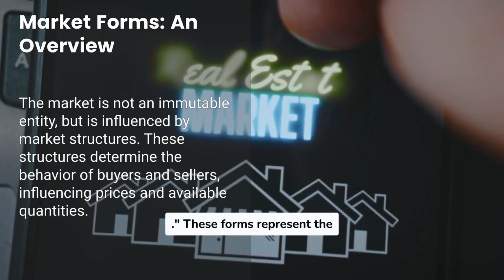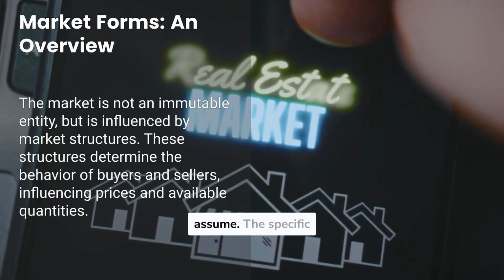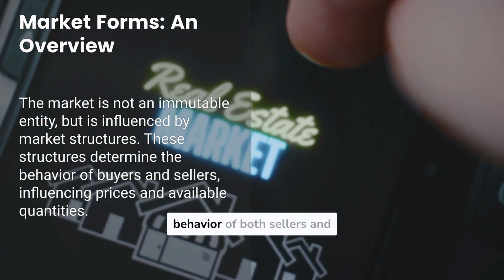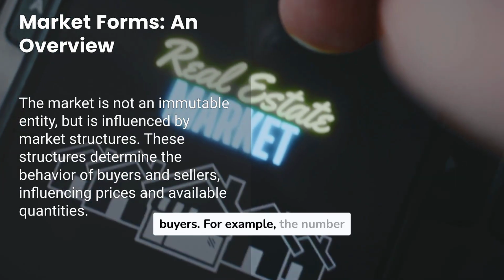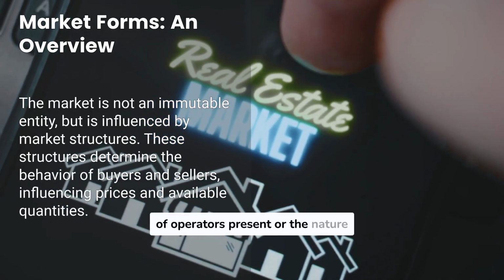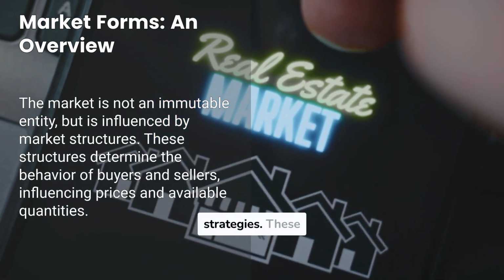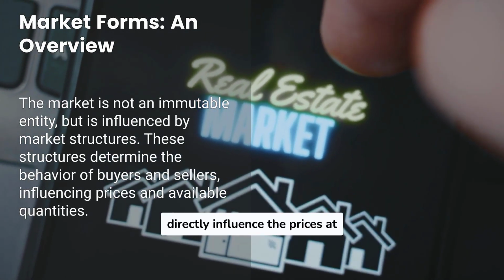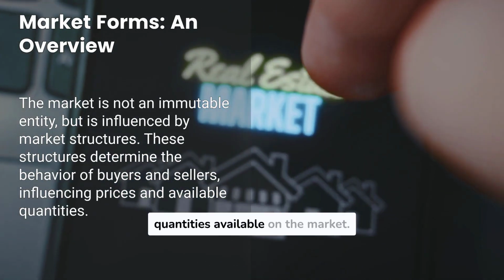These forms represent the different structures a market can assume. The specific characteristics of a market form significantly determine the behavior of both sellers and buyers. For example, the number of operators present or the nature of the products offered shape strategies. These structures, in turn, directly influence the prices at which goods are traded and the quantities available on the market.